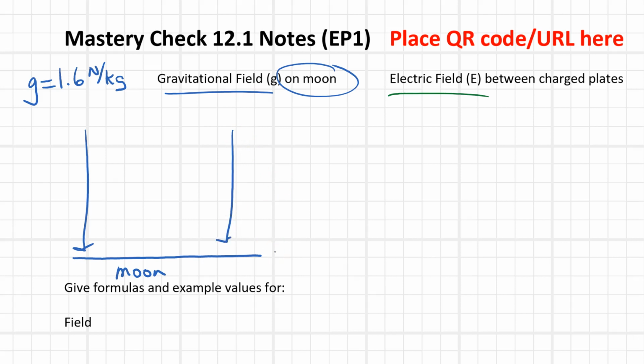And this would be a very uniform field in the sense that whether I'm here or here or here, it's still 1.6 newtons per kilogram. If I got really far away from the moon, it would get a little bit less.